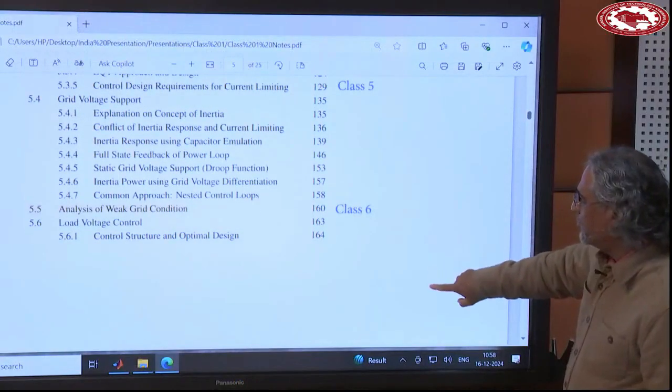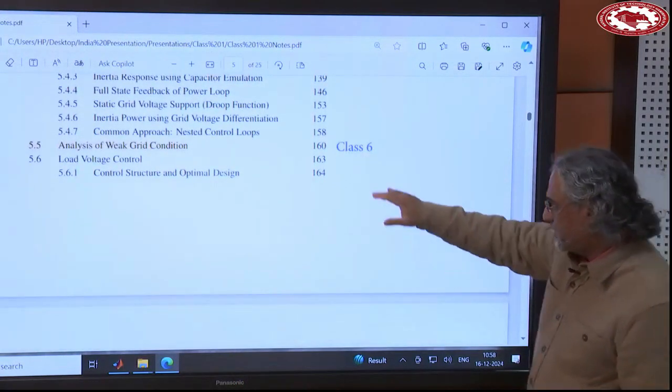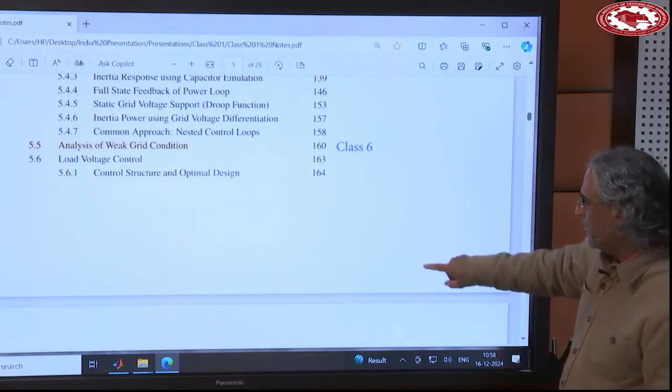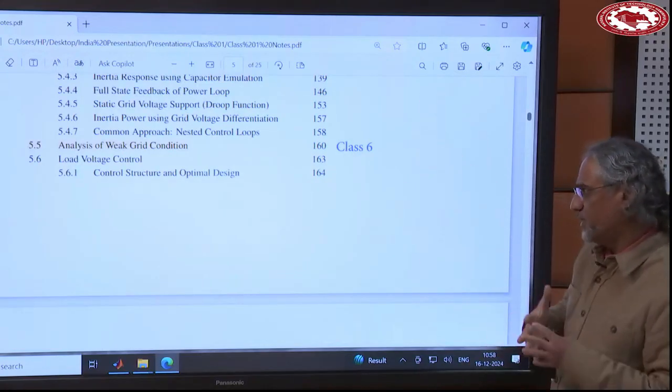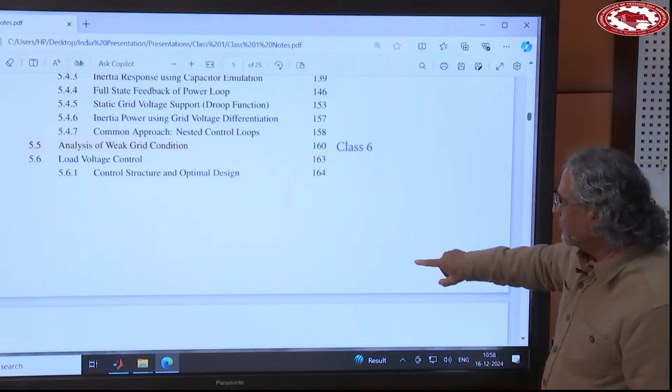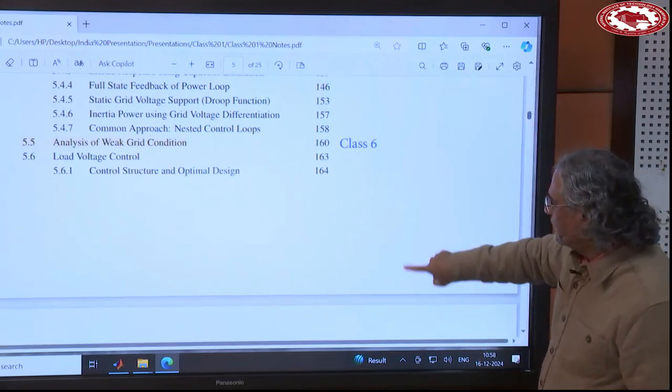Then we move to another type of control systems for converters. This is load voltage control. So the previous one was grid connected. This is the case that you are not grid connected. So load voltage control aspects.